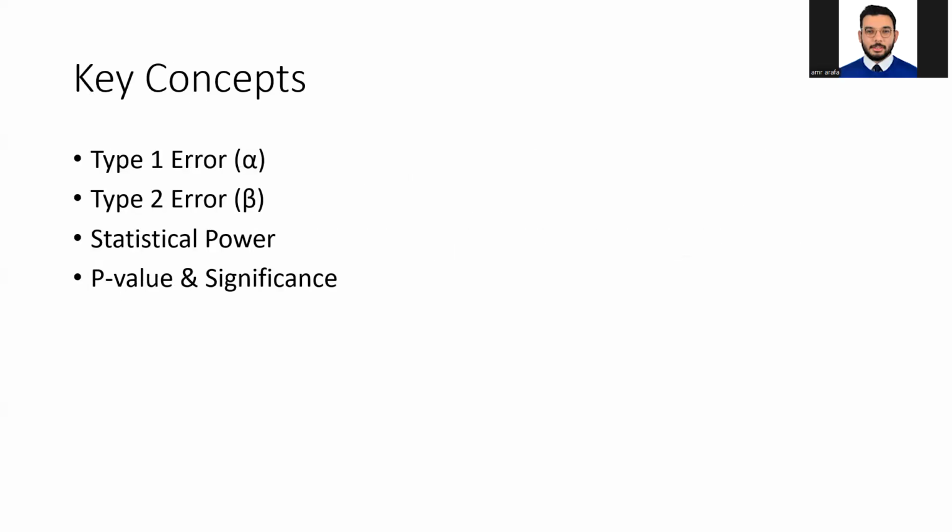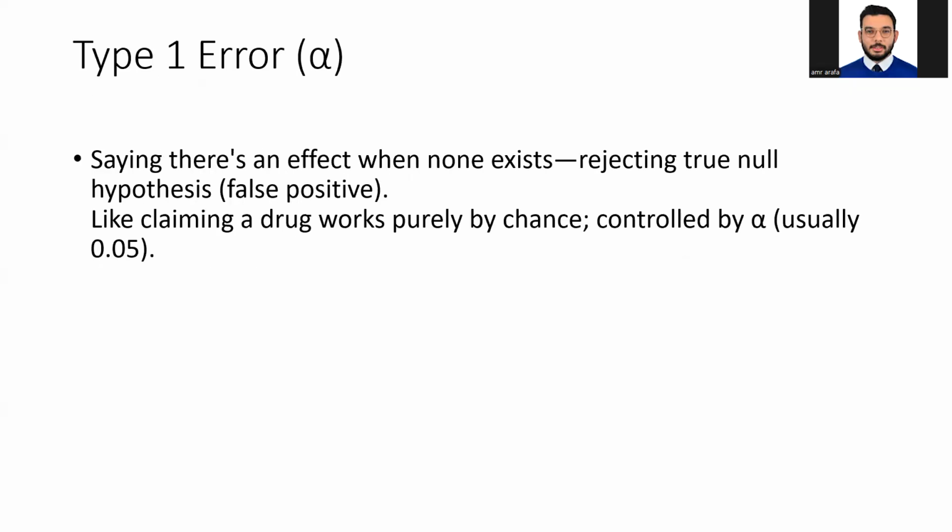Now, there are some key concepts that we have to be aware of. There are certain types of error: type 1, type 2 error, statistical power, p-values. All right. So a type 1 error is, the way I like to remember it, that you accused an innocent man.